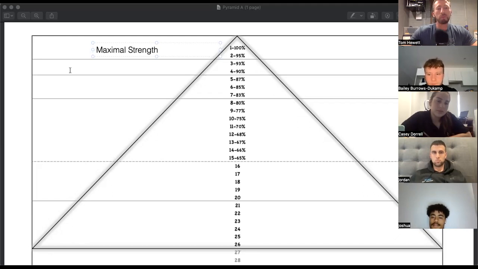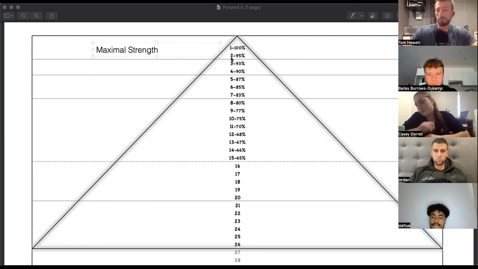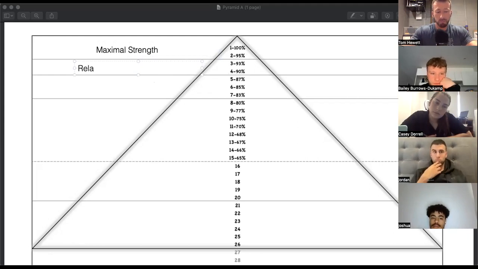No. So maximal strength is the strength quality that we would assign to 1s, 2s, and 3s in terms of rep ranges. Okay? So the next step down from that, which is kind of what Casey was doing, would be relative strength. Have you guys heard of these terms before? Yeah.